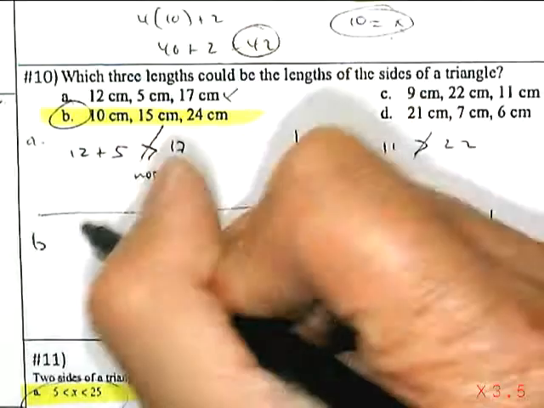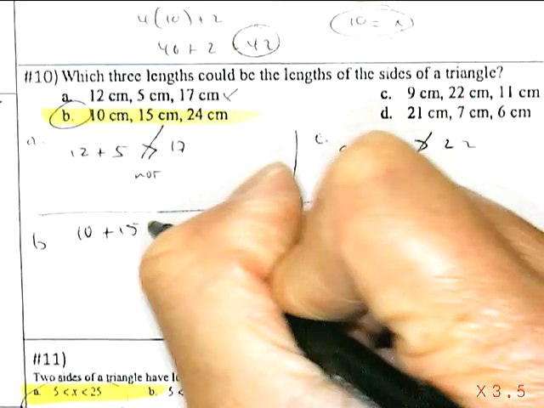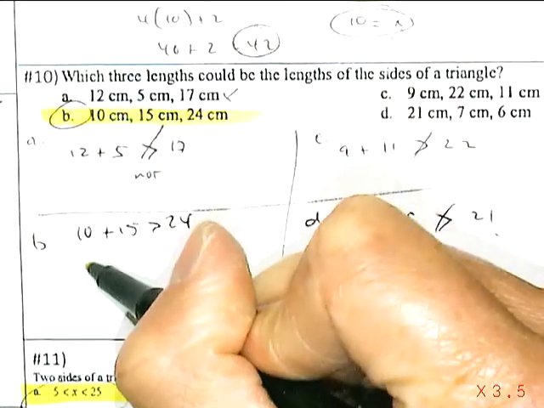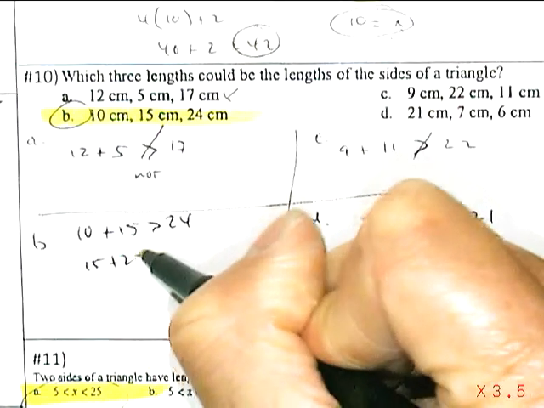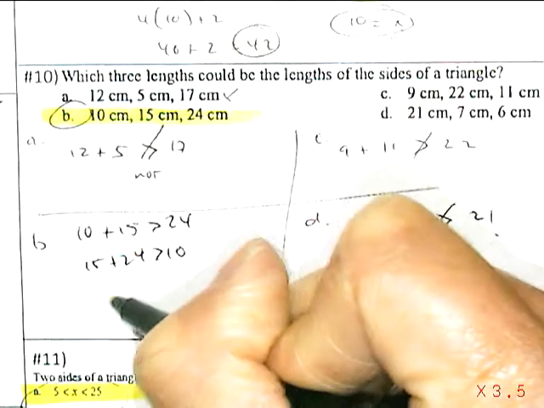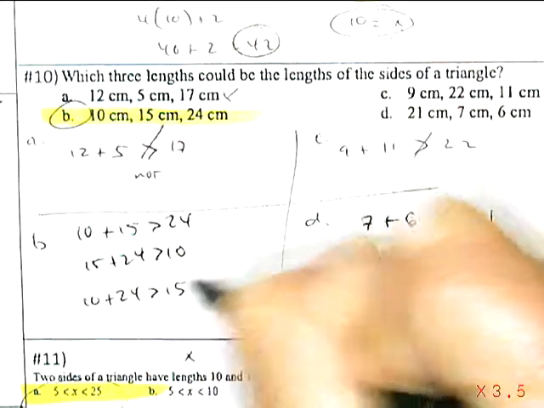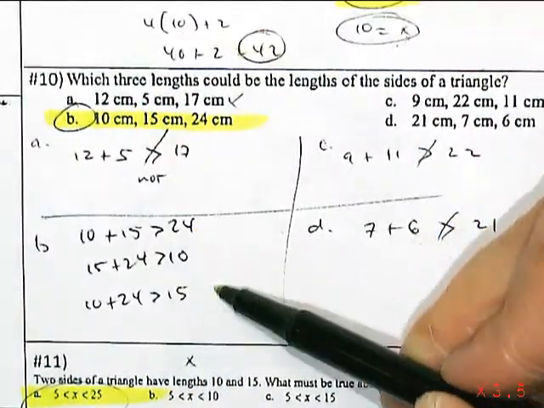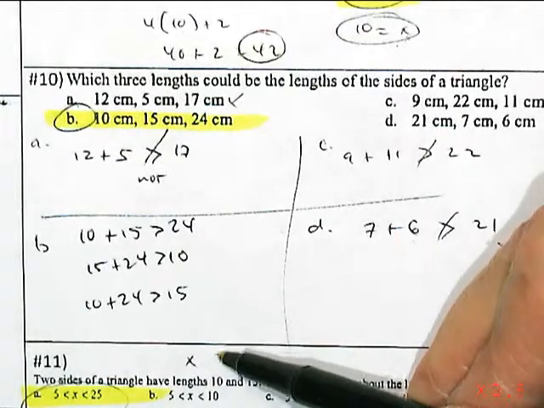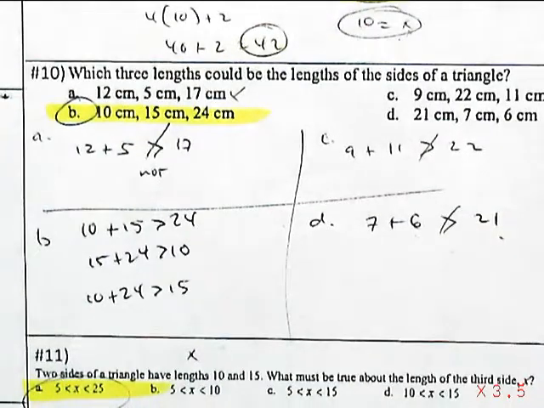For part B, when you do your 3 mini problems, 15 plus 24 is greater than 10, and 10 plus 24 is greater than 15. Notice how all 3 of these inequalities are true. Therefore, it makes it a triangle. Therefore, my answer is B.